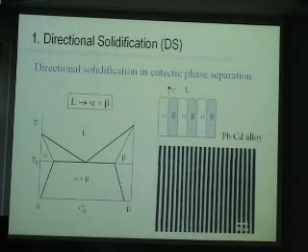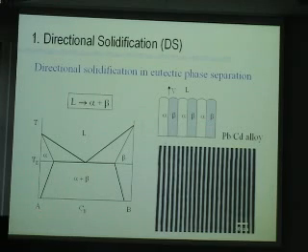Let me start with the directional solidification first. This slide actually shows there's nothing to do with the polymer. This directional solidification actually came from some similarity of the metal system. For example, this one is lead-cadmium alloy system. This is a typical phase diagram of the metal system.